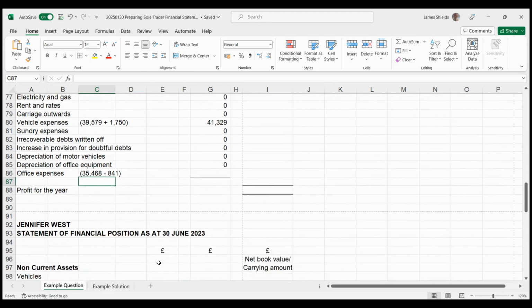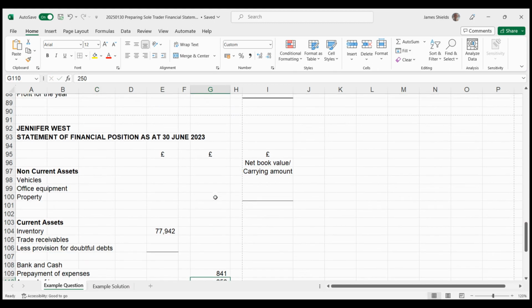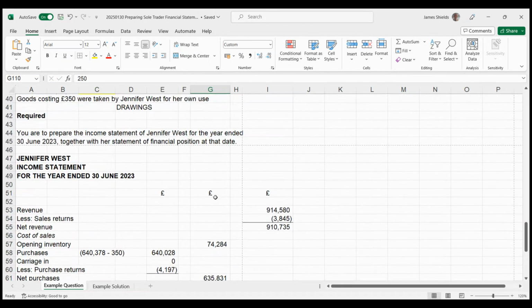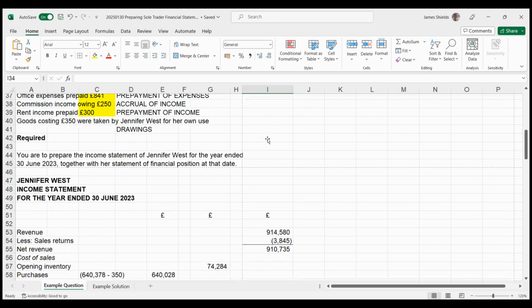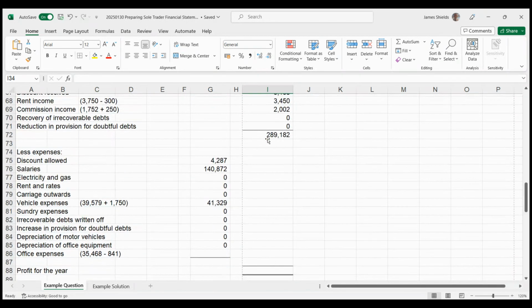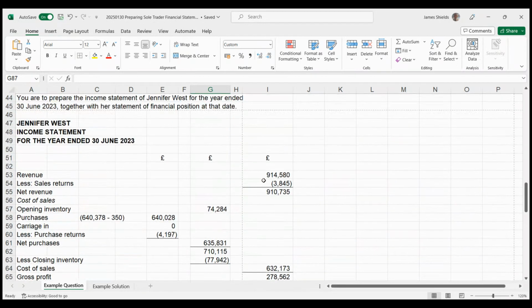So that also goes in our statement of financial position. So 841 is prepayment of expenses. So we've dealt with the 841 now, so I can highlight that. And then that looks like we're going to have 35468 take away 841 to give us 34,627.